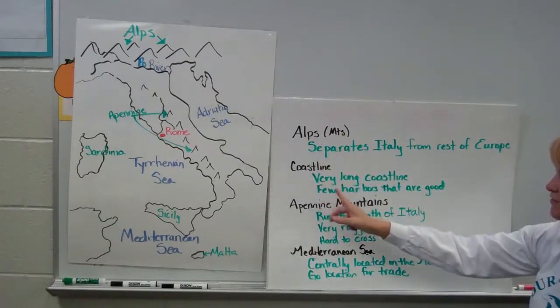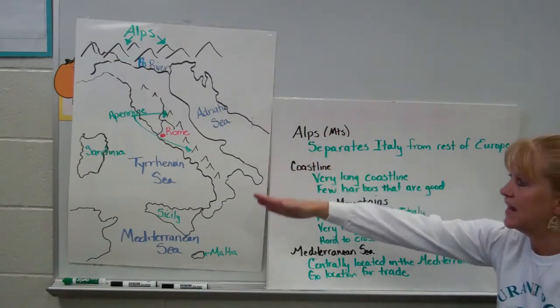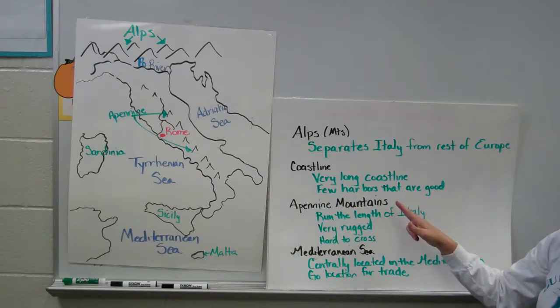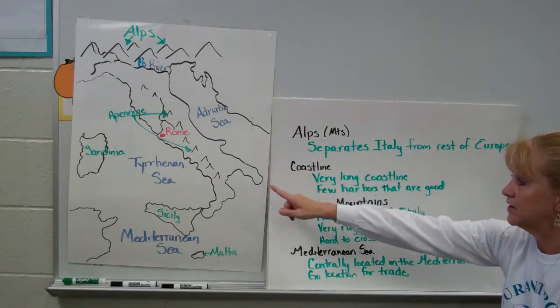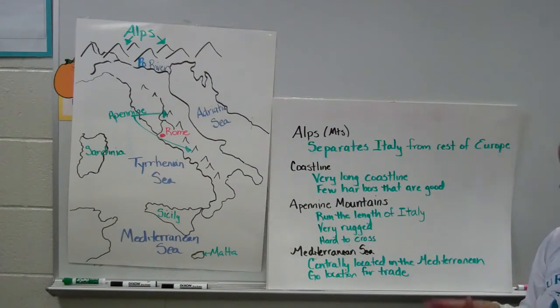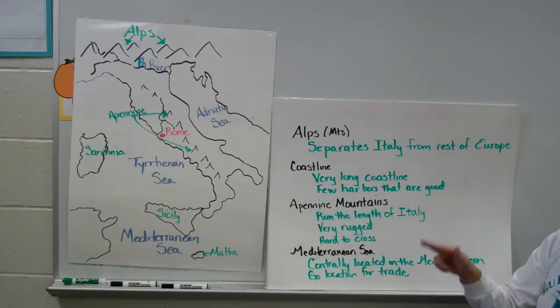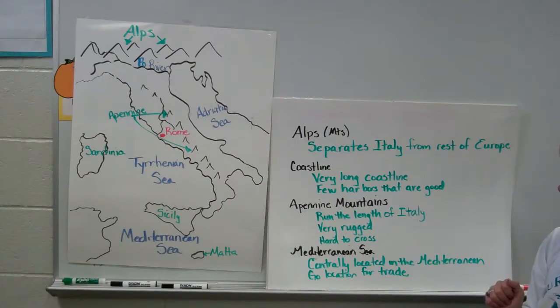You will notice that it has a very long coastline on the eastern side and the western side, and they do not have good harbors. The Apennine Mountains run down the center of Italy, and they're rugged and hard to cross, which separates Italy's east side and west side.